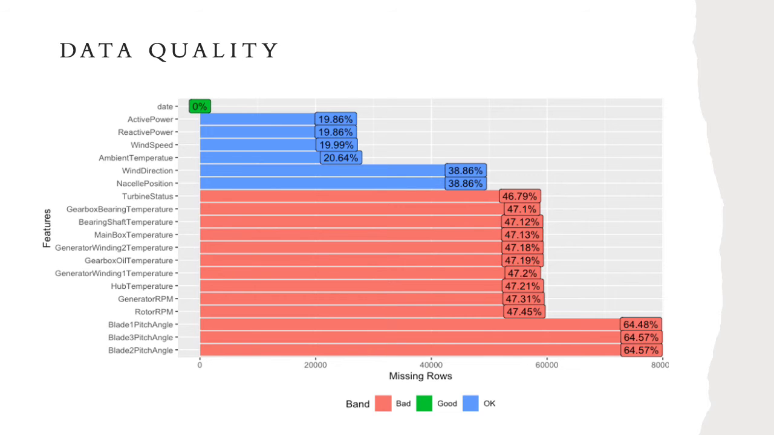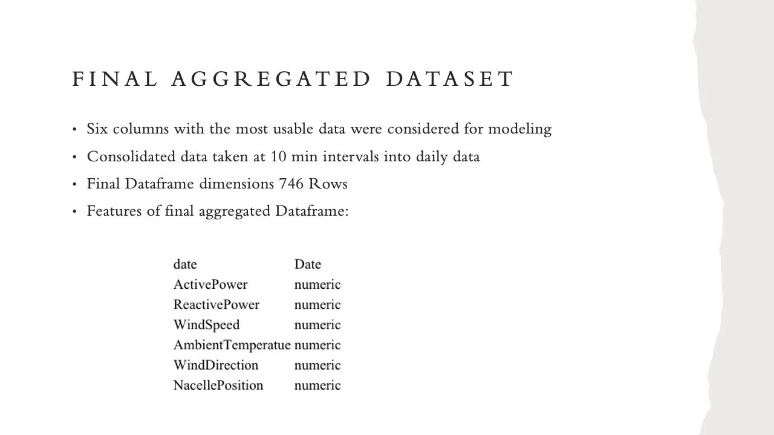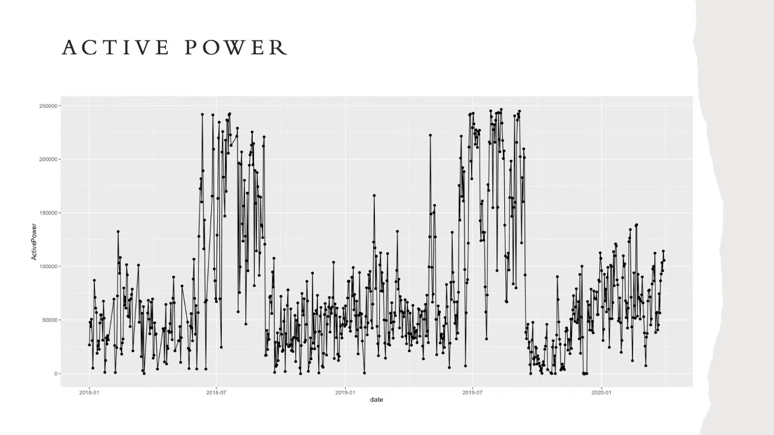So most of the data that we actually ended up using ended up in a final aggregated data set, with the six columns with the most usable data. We consolidated the data taken at 10-minute intervals into daily data. And the final data frame included 746 rows, and the columns that were used were active power, reactive power, wind speed, ambient temperature, wind direction, and nacelle position.